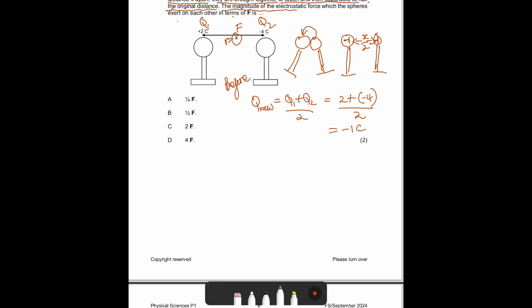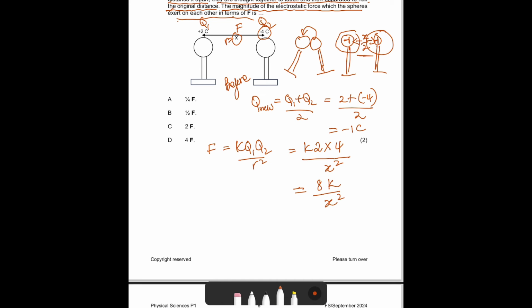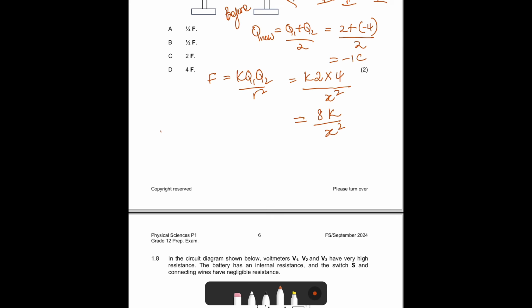Now the question is the magnitude of the electrostatic force which the spheres exert on each other, while the charges have changed and the distance has changed, right? So let's see the original one. The original force F is equal to k Q1 Q2 over r squared, which is k times 2 times 4 over x squared, which is 8k over x squared. This was the original force when the charges were still 2 coulombs and 4 coulombs and the distance was x apart.